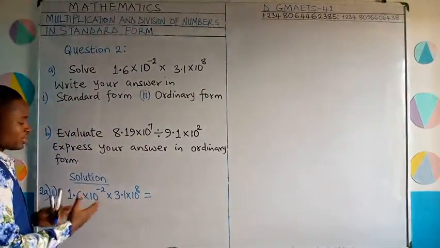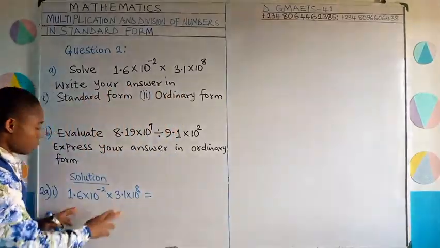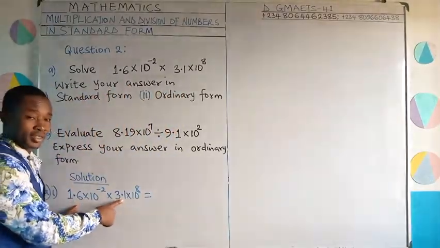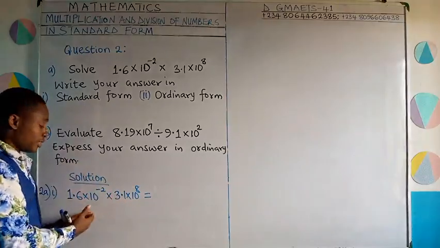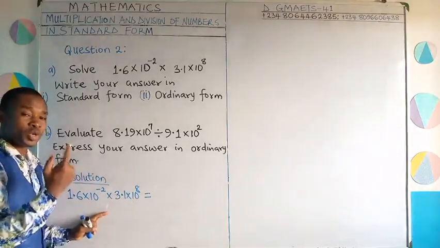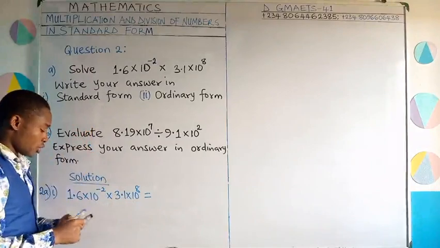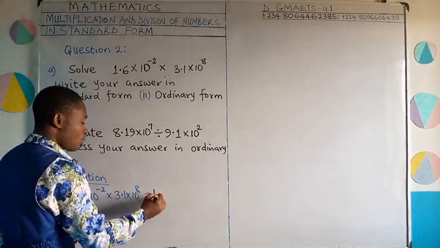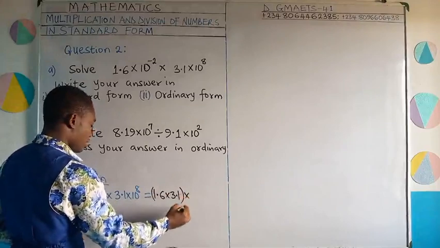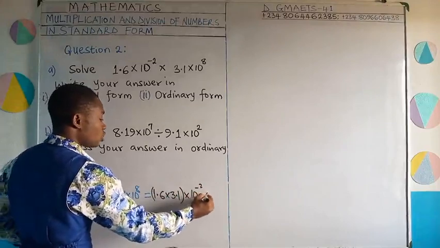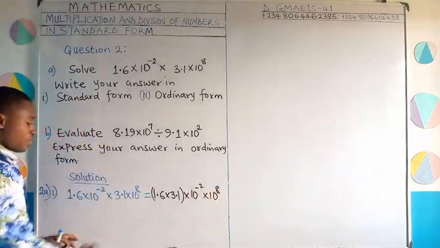Okay, now, like we did to the first question, all we need to do is to pick these numbers, 1.6 and 3.1, those ones that are not 10. Are you following, right? Pick them and multiply them. Coming to this part of 10, just pick one of the 10 and add their powers. That is what multiplication law of indices said. Okay, so we have 1.6 times 3.1, and then we are multiplying this by 10 to the power of minus 2 times 10 to the power of 8. Now here we are going to pick one of them and add their powers.